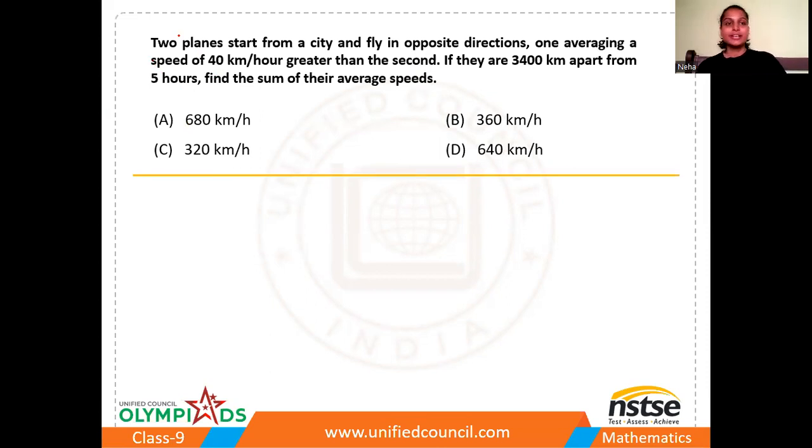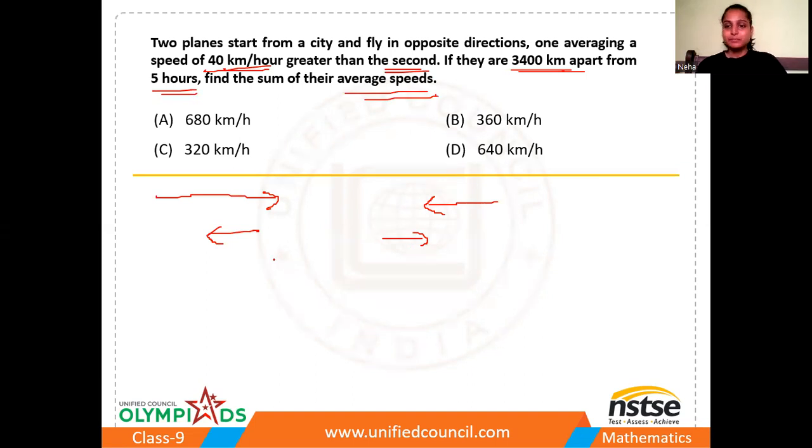So that next question is, two planes start from a city and fly in opposite directions. One averaging a speed of 40... on averaging a speed of 45 km per hour greater than the second. If they are 3,400 km apart after 5 hours, then find the sum of their average speeds.